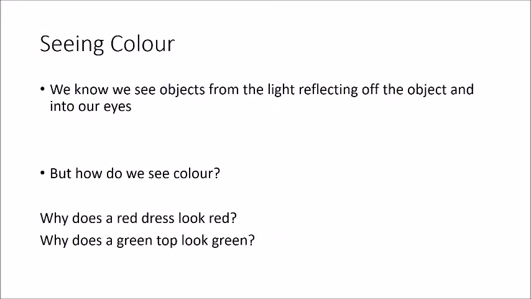So, seeing color. We know that we see objects from the light reflecting off the object and into our eyes, but how do we see those colors? So if you remember, the reason you can see your keyboard is light is reflecting off that keyboard into your eye. But why are you seeing that keyboard as that color? Why are you seeing your computer as that color? Light is bouncing off it into your eye, but why does it look red or why does it look green? How are we seeing those colors?